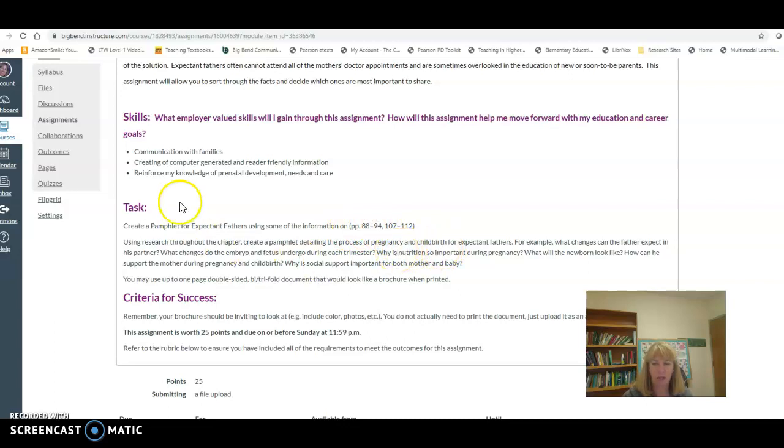Why are we doing this? Well, again, this is good communication skills. This is going to help you with even computer skills. And also, it's going to give you knowledge about prenatal development. Like, it's going to make you really dig into this deeply. If you could turn it into a pamphlet, you clearly must understand it.